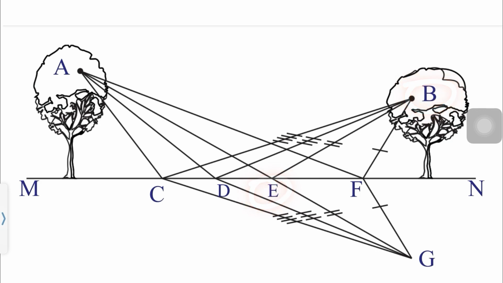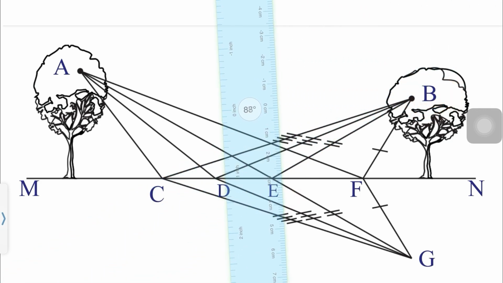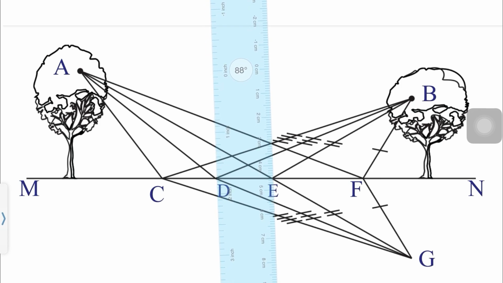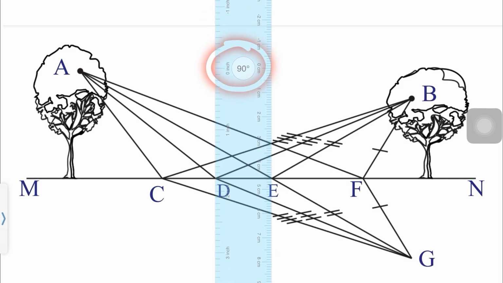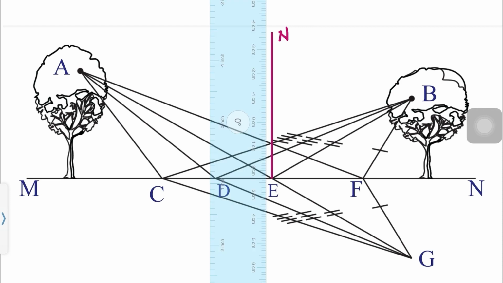Now, we have seen the distance of E to G is same as E to B. Now, what I will do, I will draw a normal at the point of incidence, or the point at which the crow has taken the grain. Now see the angle here, it's 90 degrees, means we are drawing a normal. Now I'm drawing the normal at the point E. Now this is the normal. Now let's measure the angle.